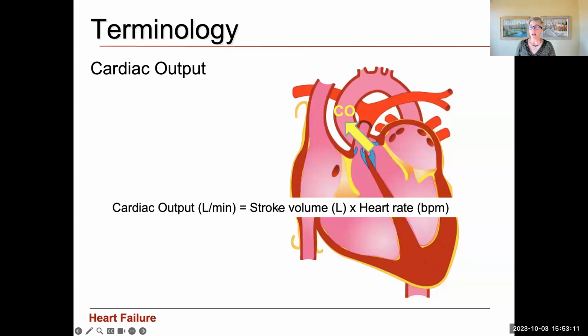Unfortunately, we often don't have the stroke volume. So in most cases, as we will in this class, we will be talking about cardiac output in a more theoretical or abstract way. So if cardiac output goes up, it means the heart is pumping more blood. And if the cardiac output goes down, the heart is pumping less blood. And that's really how we're going to use it. But you should know this equation. Very simple.